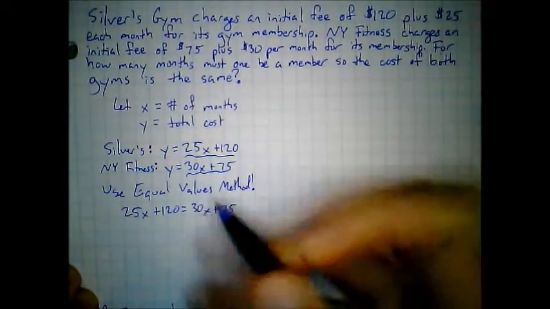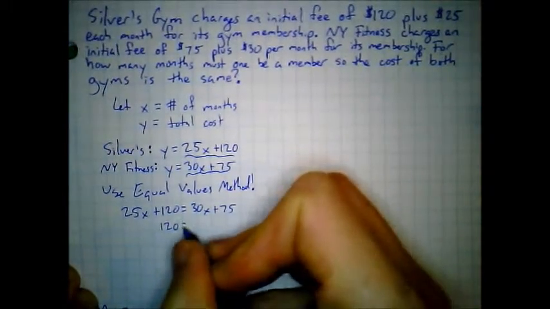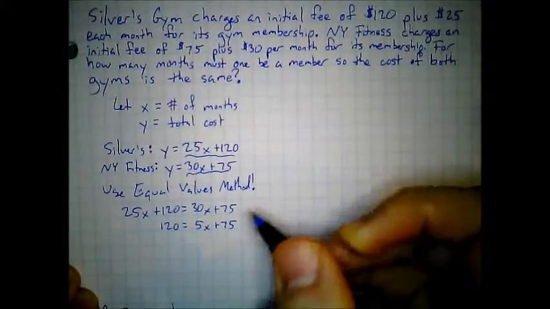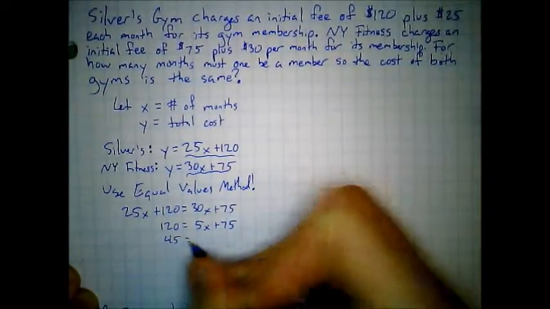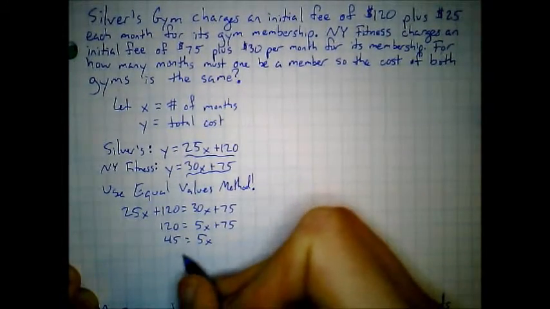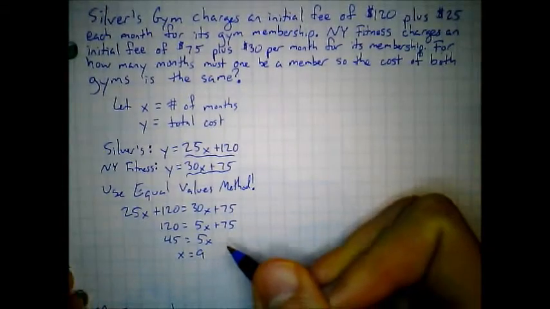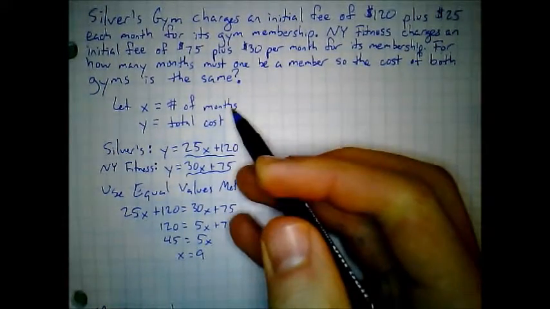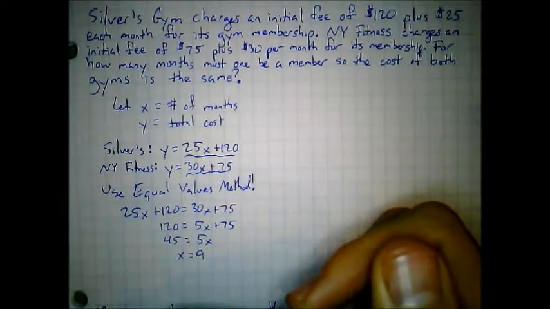I'm going to subtract 25x from both sides and get 120 equals 5x plus 75. I'm going to subtract 75 from both sides and get 45 equals 5x. And we divide both sides by 5, get x equals 9. Again, not to get lost in the algebra, what does this 9 represent? Well, after 9 months, both gyms are going to cost the same.